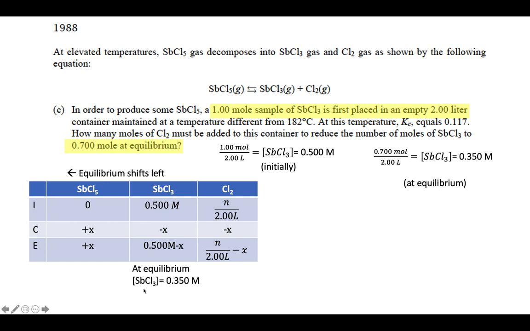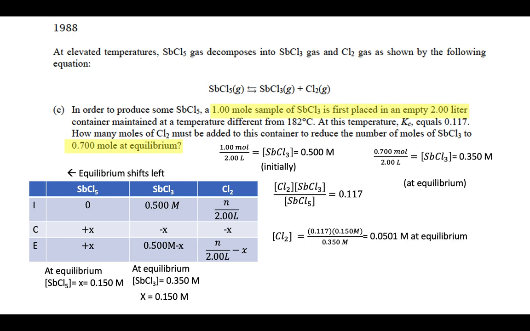At equilibrium, we know that the concentration of antimony trichloride is 0.350 molar. And that allows us to figure out what X is. X in this case is 0.150. That also tells us the concentration of antimony pentachloride. We also know that that's 0.150. With all of this information, it allows us to calculate what the concentration of chlorine will be at equilibrium.